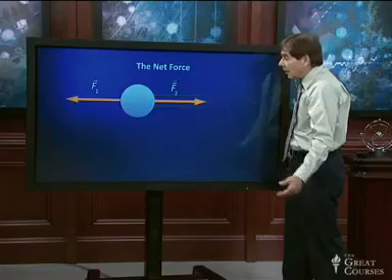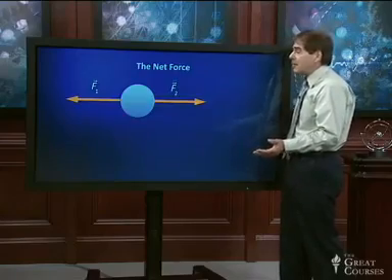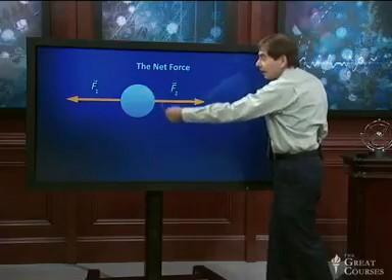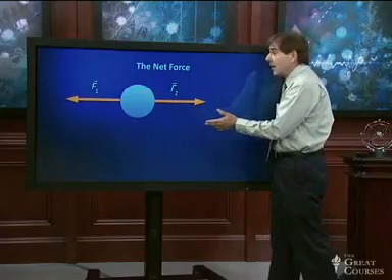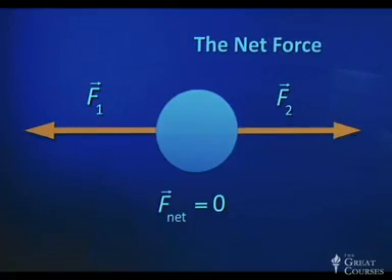On the other hand, the two forces might act in opposite directions. So F1 is pulling to the left, F2 is pulling to the right. They're the same length, indicating the forces have the same magnitude, and so they sum up to zero net force. So even though there are two forces acting on this object, it's as if there were no forces acting. As far as Newton's second law is concerned, there is no net force on the object, and its motion will not change.